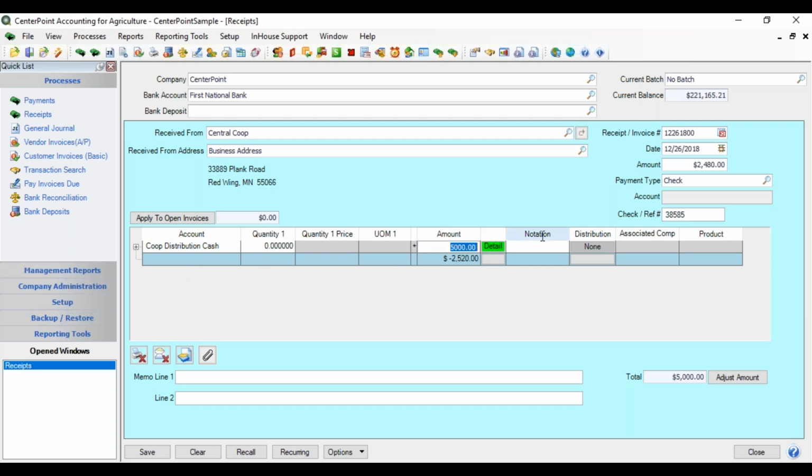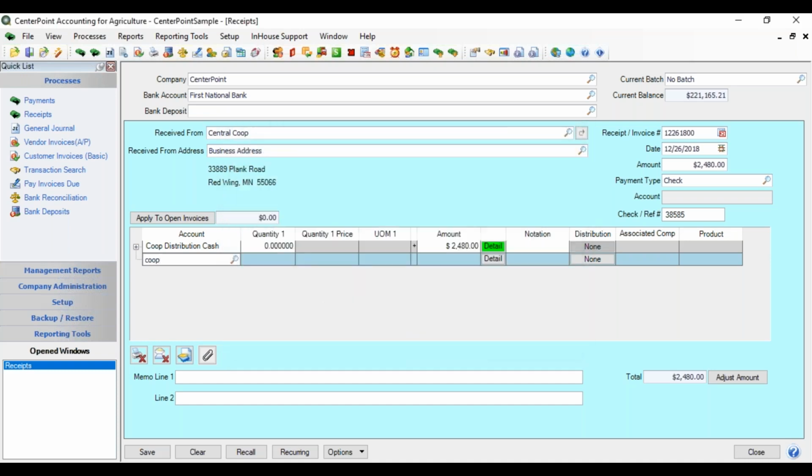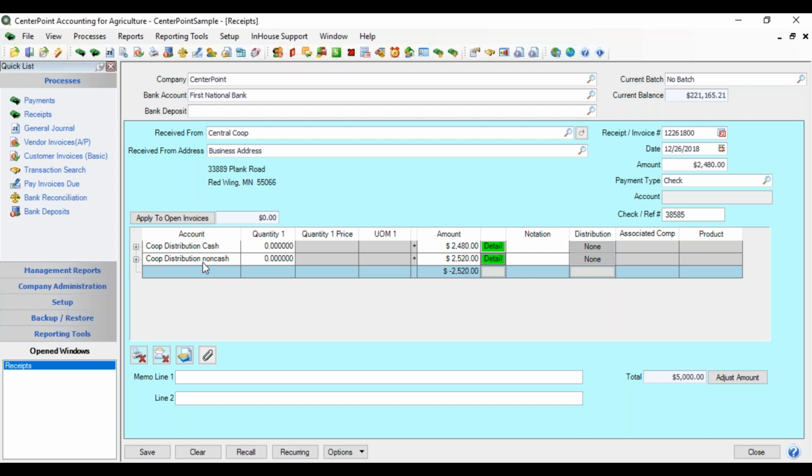In this case, we're going to separate the amounts out. So we're going to have the cash portion at the $2,480, and now we're going to go down to the next line, and this time we're going to pick our non-cash revenue account. And you will know what portion was assigned to non-cash, and you'll have that amount. Let's say in this case it was $2,520, and that will now automatically put another amount remaining at the bottom. This will be then assigned to our stock asset.